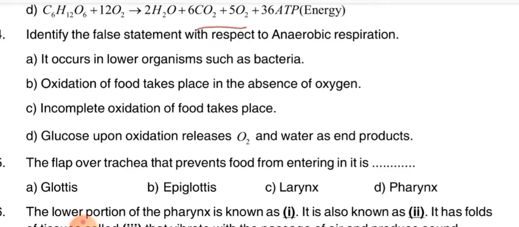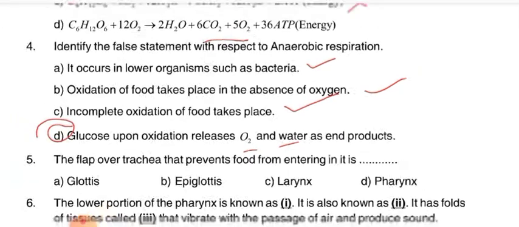It occurs in lower organisms like bacteria. True. Oxidation of food takes place in the absence of oxygen. True. Incomplete oxidation of food takes place. True. Glucose upon oxidation releases oxygen and water as end products. No. Along with carbon dioxide, ethyl alcohol is released in the case of bacteria and lower organisms. If it is in humans, lactic acid is the end product. Okay, so this is the false statement.